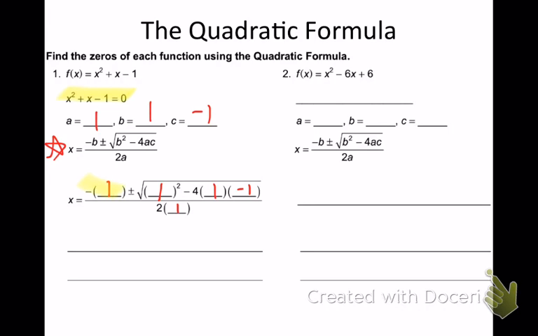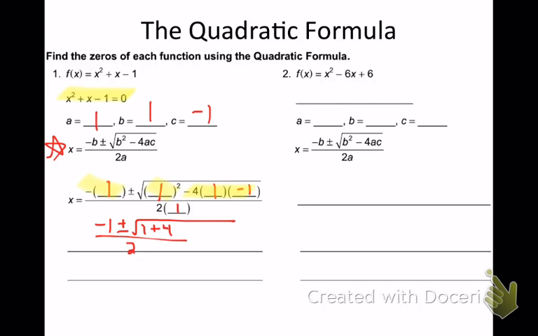Negative 1 just gets me negative 1. Plus or minus the square root of, what's 1 squared going to give me? 1. Negative 4 times 1 times negative 1 gets me a positive 4, so it's plus 4. All over 2 times 1 is 2. So I have negative 1 plus or minus square root of 1 plus 4 all over 2.